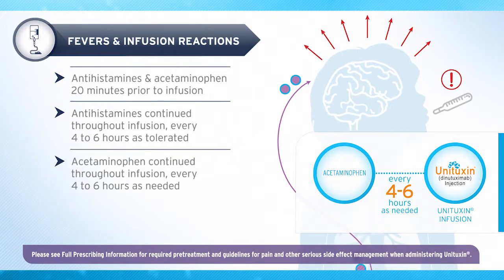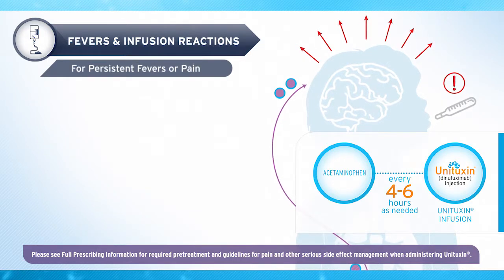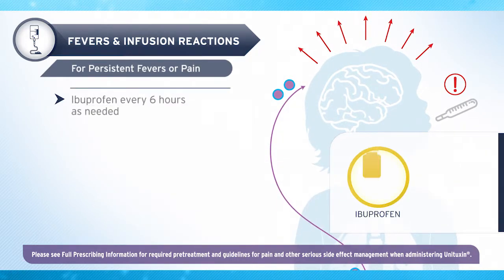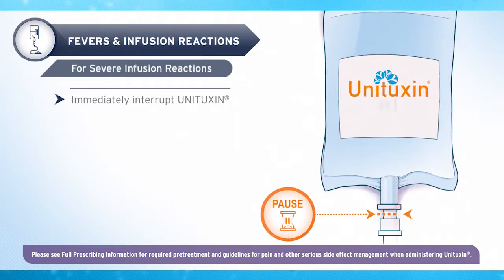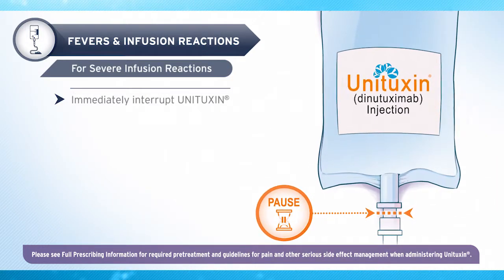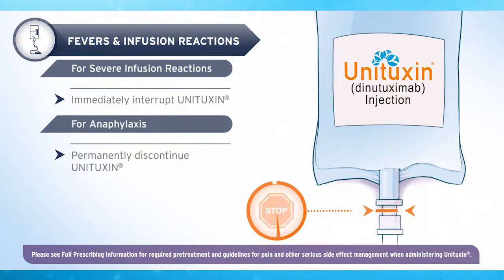Acetaminophen is continued throughout the infusion every 4 to 6 hours as needed. In patients with persistent fevers or pain, consider using ibuprofen every 6 hours as needed. Immediately interrupt Unituxin for severe infusion reactions and permanently discontinue Unituxin for anaphylaxis.